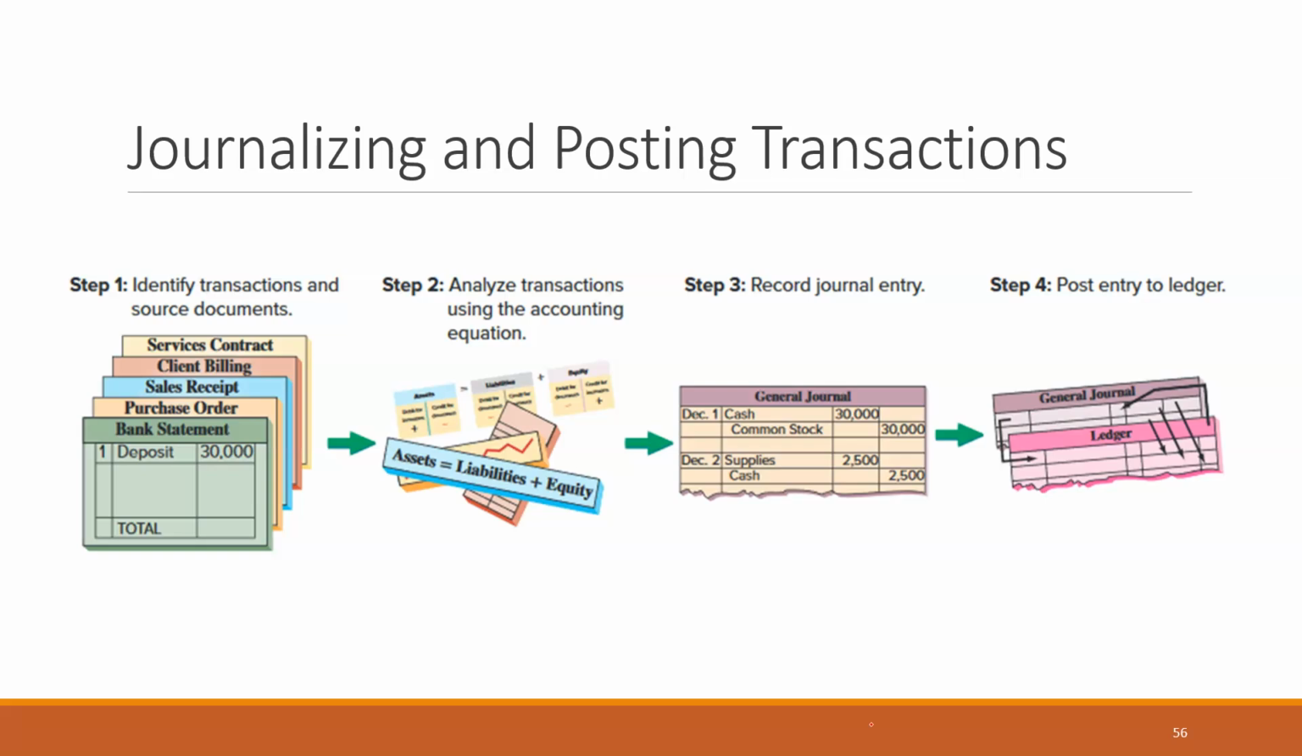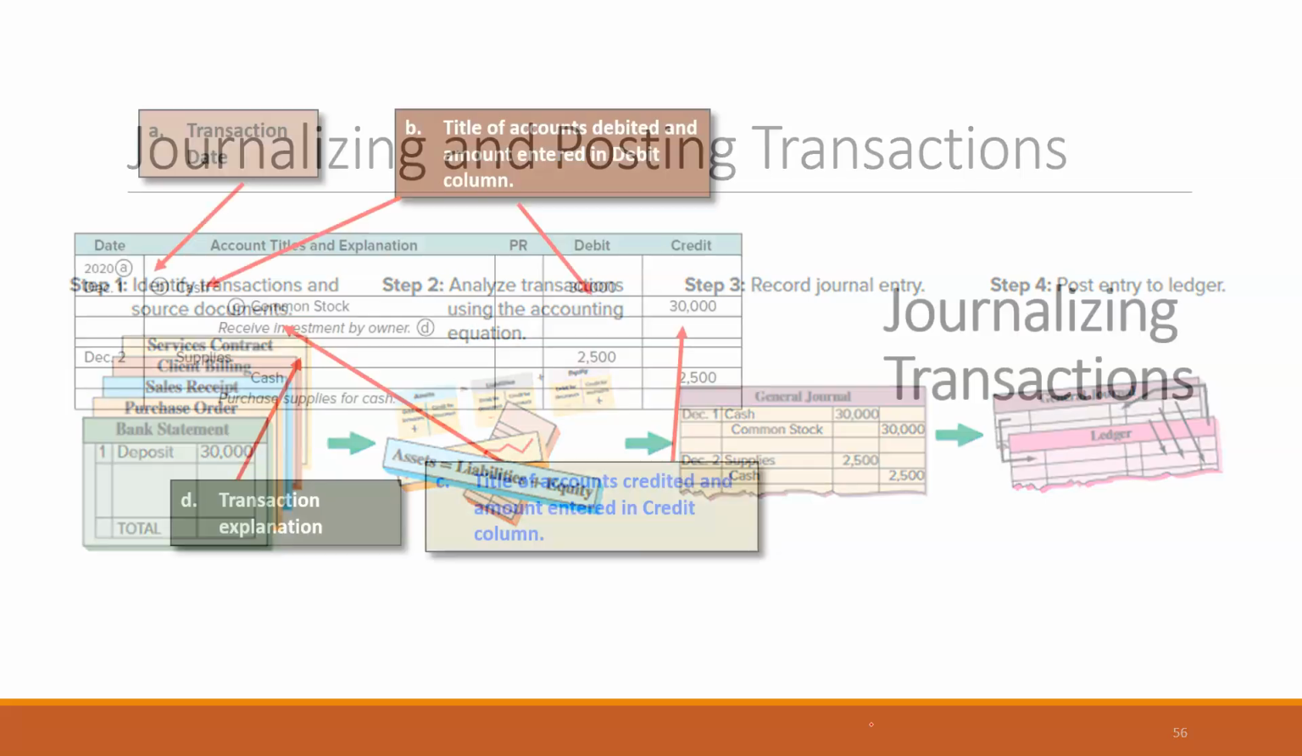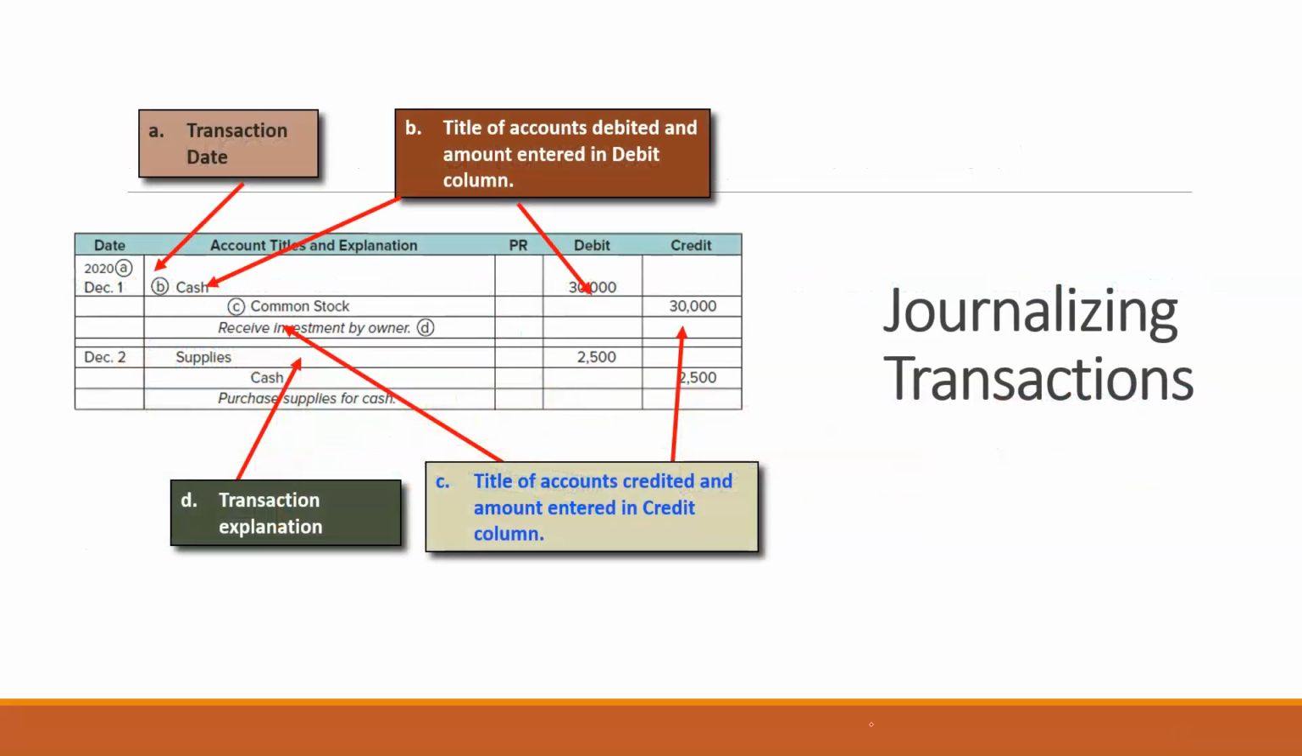We look at our receipts, we identify what kind of account that impacts, we record the journal entry, and then we post that entry to our ledger or our T account. When we journal a transaction, we write it in a journal. It's called a general journal.